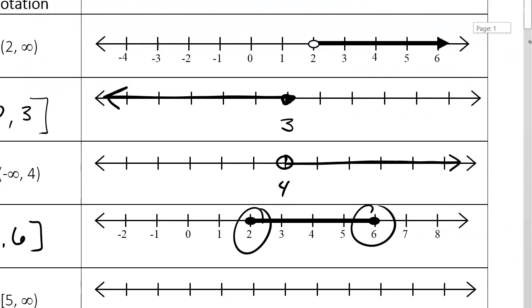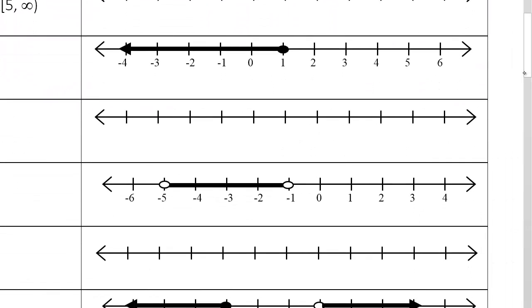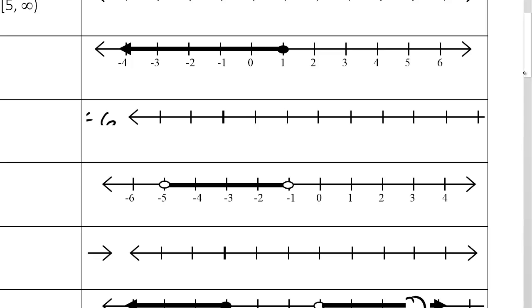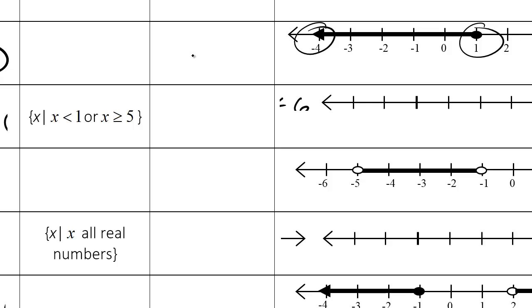Let's go ahead and jump to 5. So 5, we have again our number line, with an arrow facing left, so negative infinity all the way to 1. So your interval notation box will have negative infinity for your endpoint.